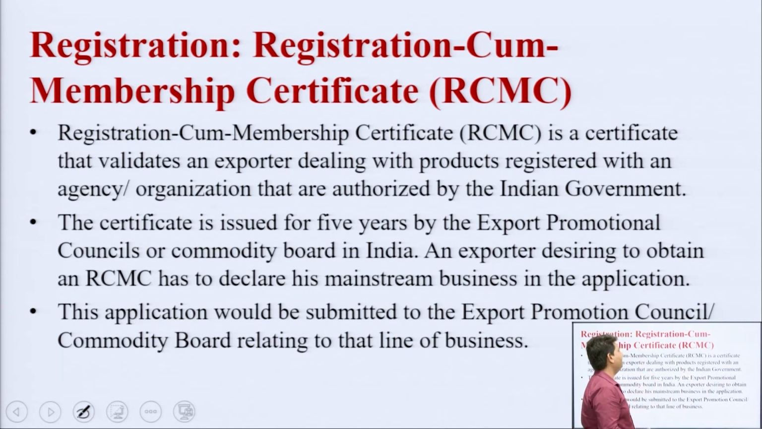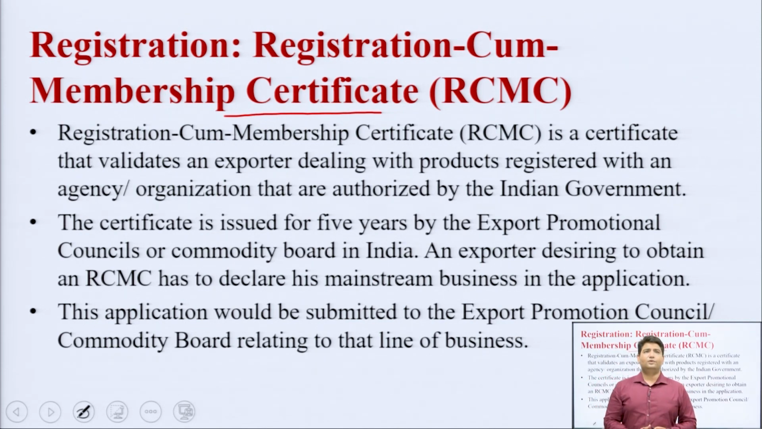Now, Registration Cum Membership Certificate, RCMC. RCMC के लिए क्या होता है? रजिस्ट्रेशन कम मेंबरशिप सर्टिफिकेट. RCMC क्या होता है? It is a certificate that validates an exporter dealing with products registered with an agency organization that are authorized by the Indian Government. RCMC एक सर्टिफिकेट होता है जो कि एक एक्सपोर्टर जिस प्रोडक्ट के साथ में डील कर रहा है वो एक ऑथराइज्ड एजेंसी के साथ में रजिस्टर्ड है या नहीं, वो सब चीज़ें डिफाइन करता है, इंडियन गवर्नमेंट के थ्रू दिया हुआ.